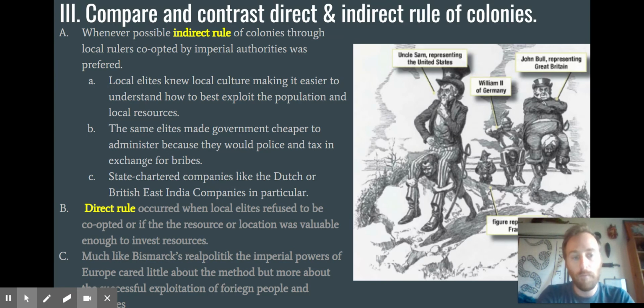So this is very similar to Otto von Bismarck of Germany's Realpolitik. Whatever is going to be effective, whatever is going to be practical, is going to be the thing that's done as long as exploitation of foreign people and their resources is occurring. So it's really just about what's going to be the best way to take these other people's stuff if you're a European imperial power.